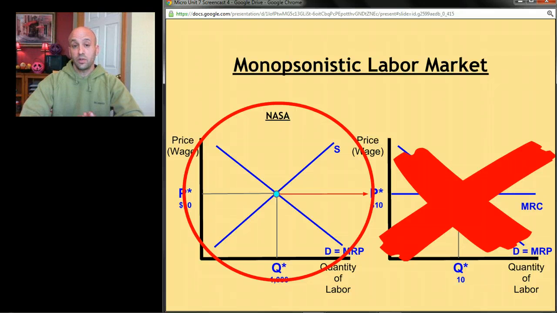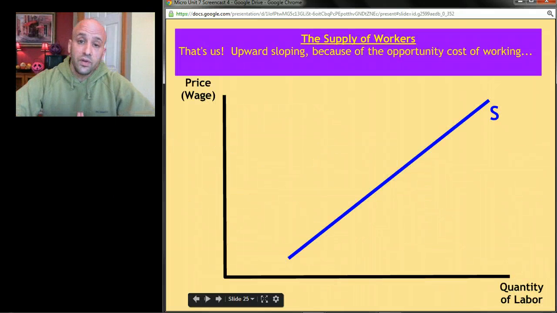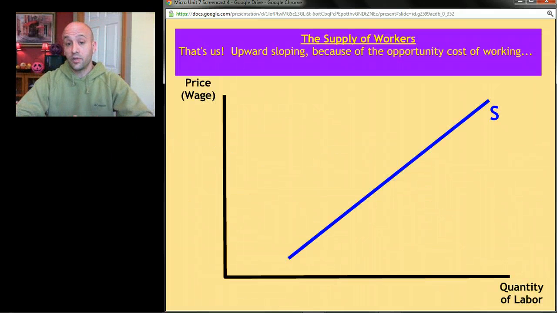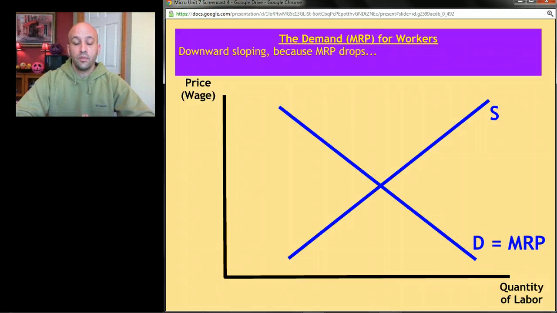So we're going to just look at one graph. There's no real distinction between the industry and the firm anymore. NASA is the industry. And they get all of the supply of labor. This entire supply curve now belongs to them, because if you want to work as an astronaut, you have to go work for NASA. So the supply of workers, again, that's us. And again, it's upward sloping because of the opportunity cost of working. The demand curve, MRP, is downward sloping because MRP drops for reasons that we've seen.